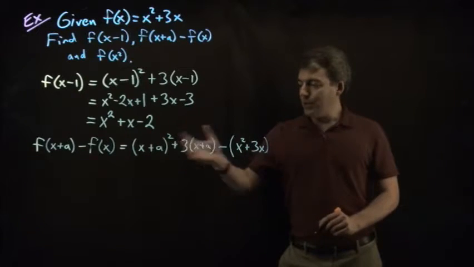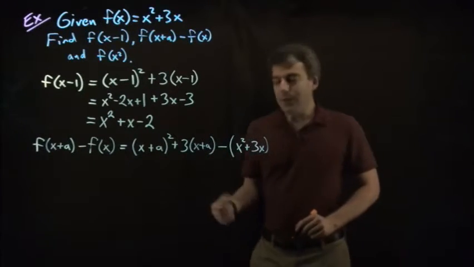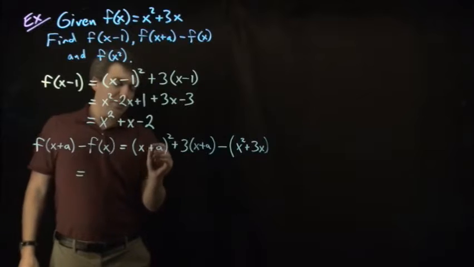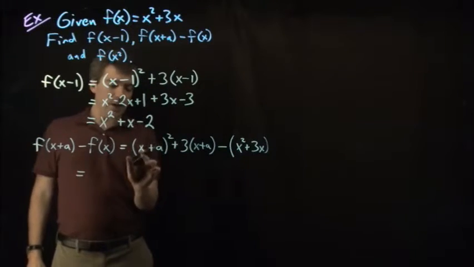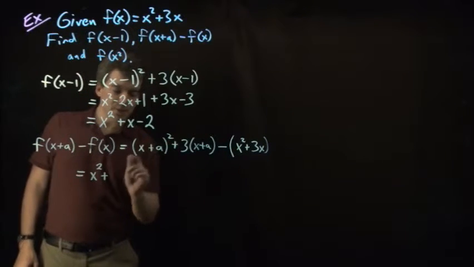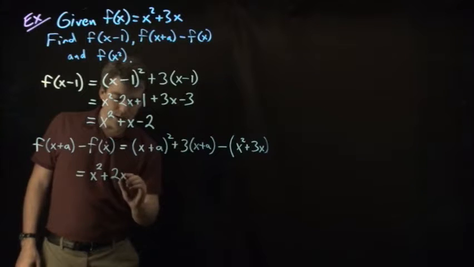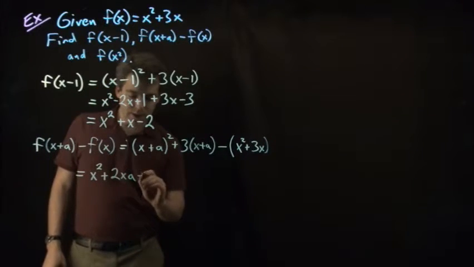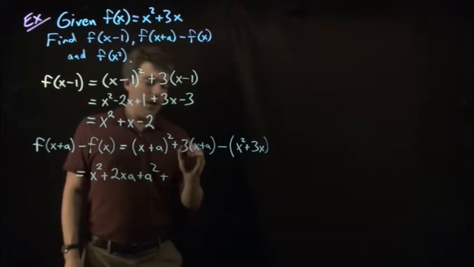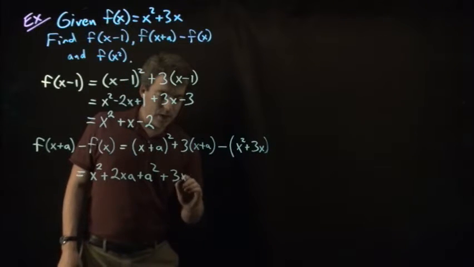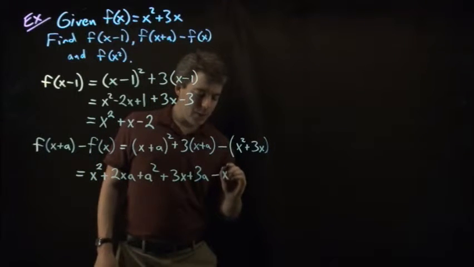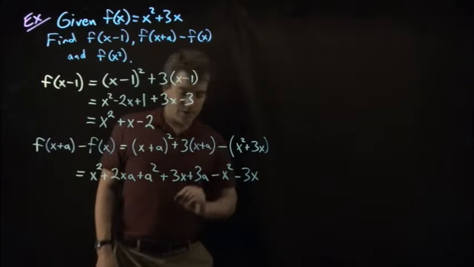All right, and now we'd like to multiply this out and simplify. Let's go ahead and do that. So we move over here, a bit more room. X plus a squared, again, binomial squared. So we'll have x squared. We'll have plus 2 times the product of these two. So 2xa plus a squared. All right, 3 times x plus a becomes 3x plus 3a. And then we subtract x squared, subtract 3x.